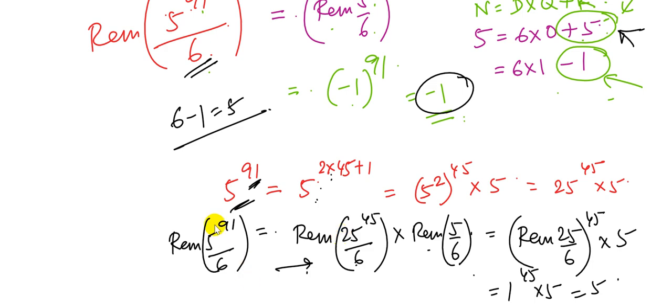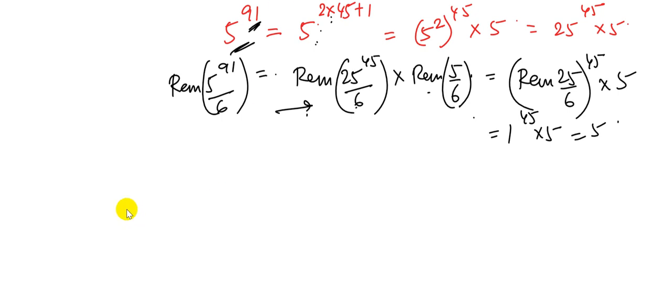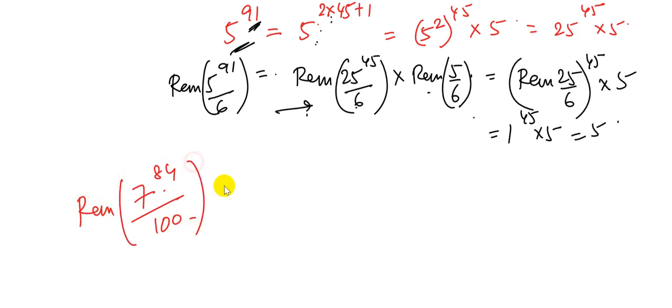Is it clear? Let me take another example. What will be the remainder of 7 to the power 84 by 100? What will be the remainder of this? Can anyone crack this? Try using this rule, this concept.